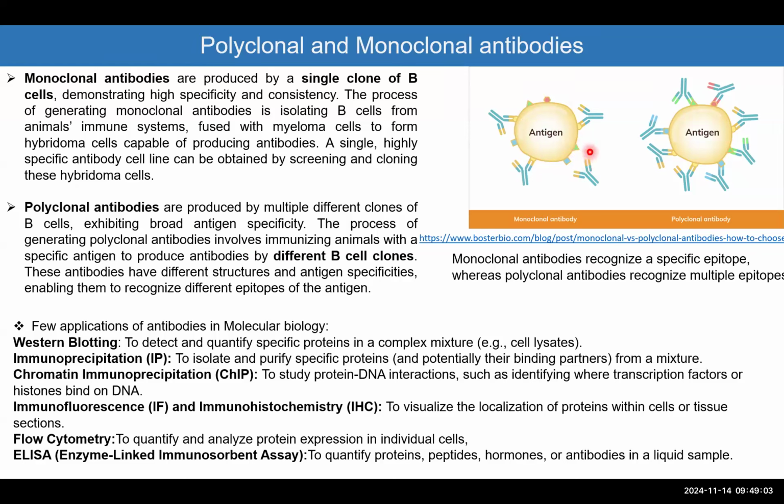But when I generate a monoclonal antibody, that antibody detects only one specific sequence or epitope on that antigen, which is in this circle here, the small yellow circle. So this is a monoclonal antibody: a single clone of B cells, and only one single peptide out of the antigen is detected.